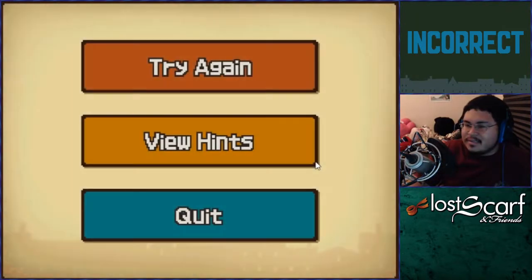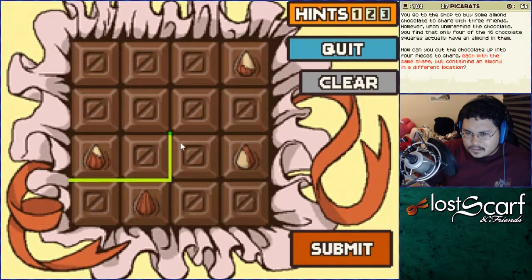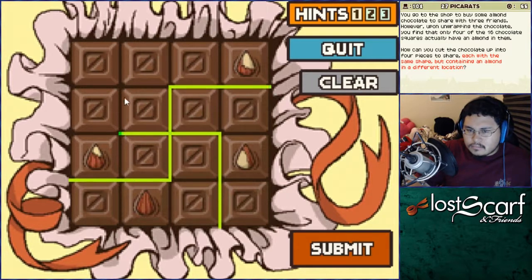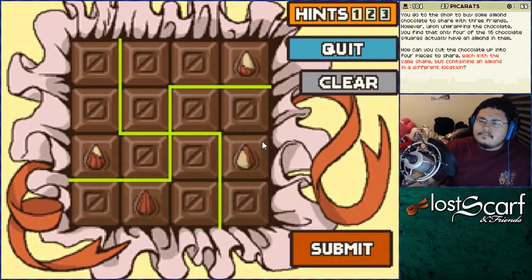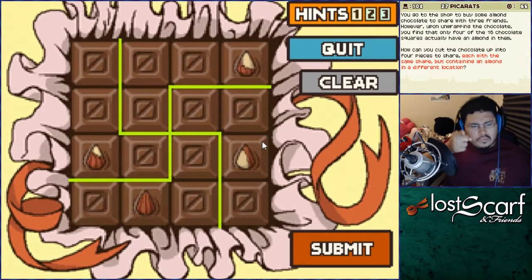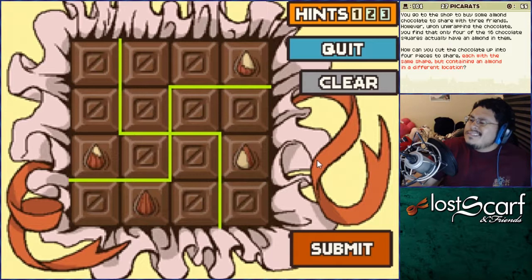Did I rotate one incorrectly? Do it again. What? Let me see this. Oh, in a different location! Son of a bitch! Okay, that part got me, because these 2 have the same location. That's where it got me! Oh, right there! Okay.